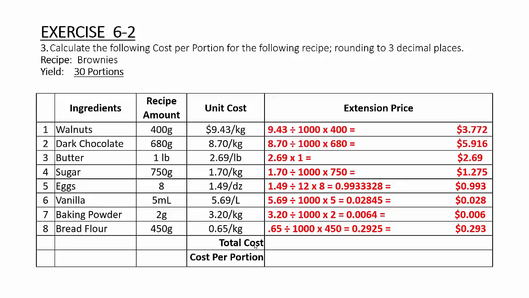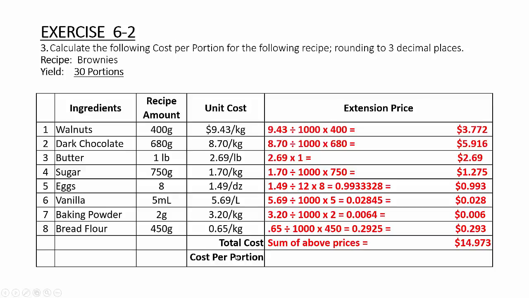What about the total cost? Simple procedure. We add up all of our extended prices for all of our ingredients, and we see that the total cost, or our recipe cost, is $14.973. This is how much it's going to cost to make 30 portions of these brownies.